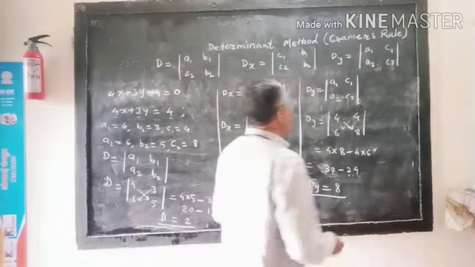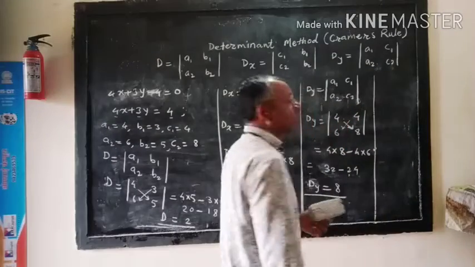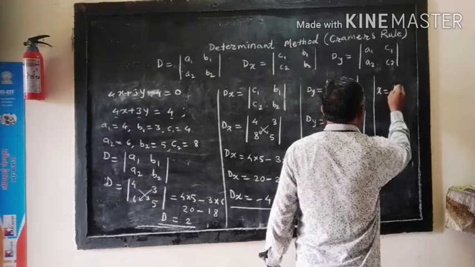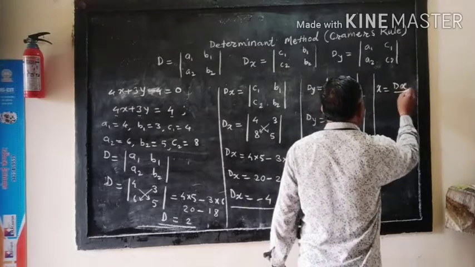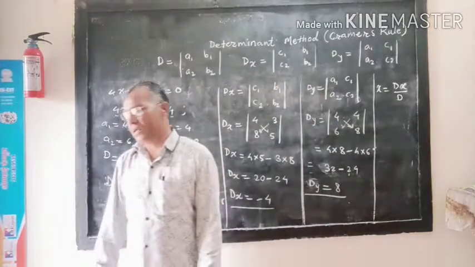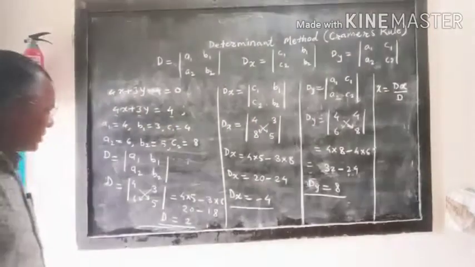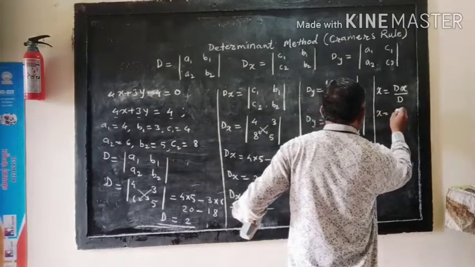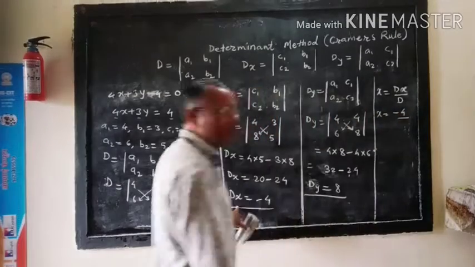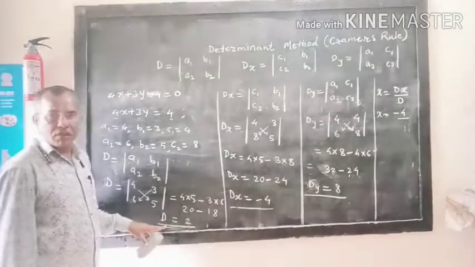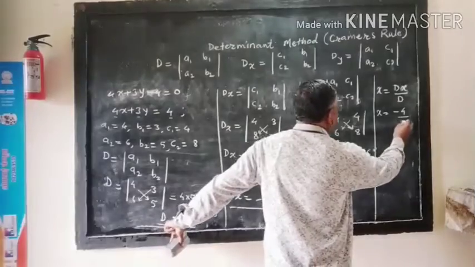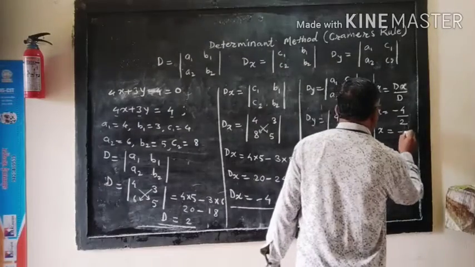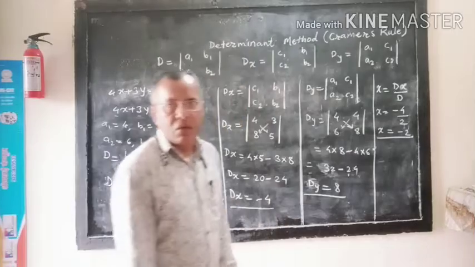And at the last, we have to find the values of x and y. Then how to find, therefore I will write here x is equal to d of x by d. Now put the values. What is the d of x? Here, d of x is minus 4. I will write here x is equal to minus 4 by, what is the value of d? d is equal to 2. Here, divided by 2. Now, x is equal to minus 4 by 2, that is minus 2.